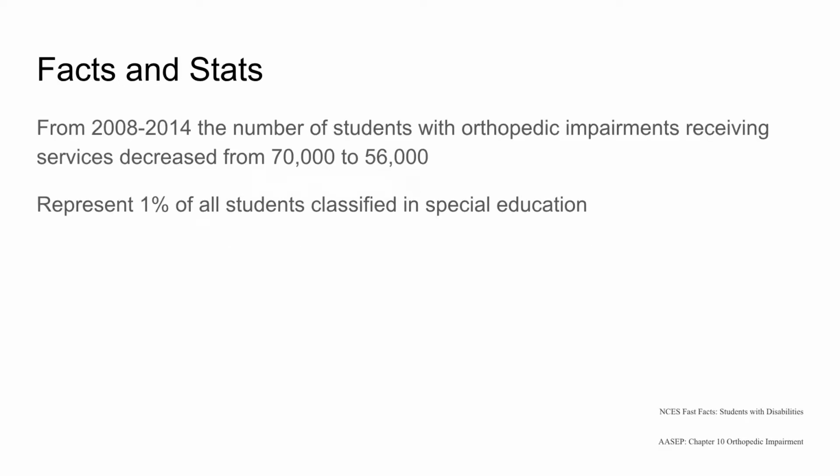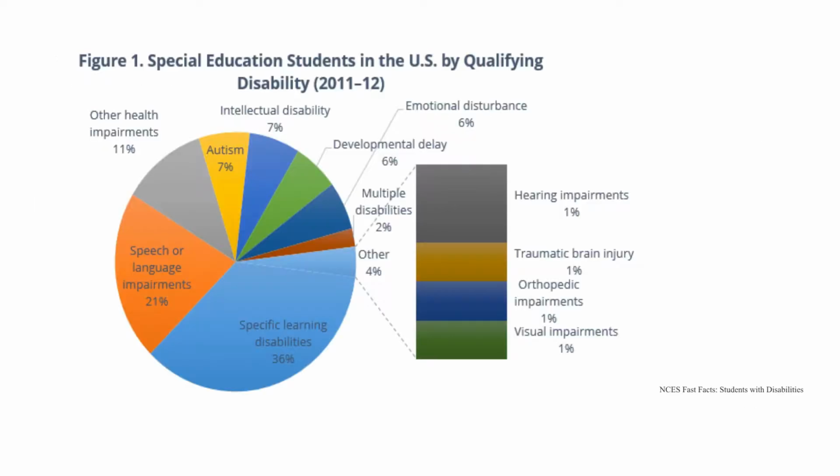So here's some statistics. The number of students with orthopedic impairments receiving special education services actually decreased from 2008 to 2014, and people with orthopedic impairments represent about 1% of all students classified in special education. So here's an illustration of that, and over here on the right you can see orthopedic impairments. They share a percentage with visual impairments, traumatic brain injury, and hearing impairments. So it's a very small demographic.